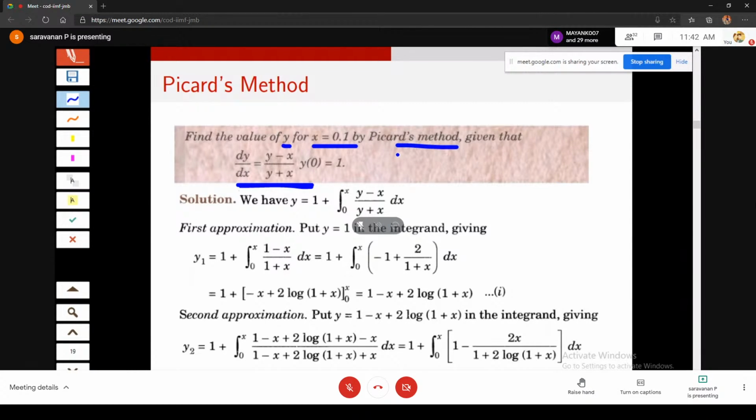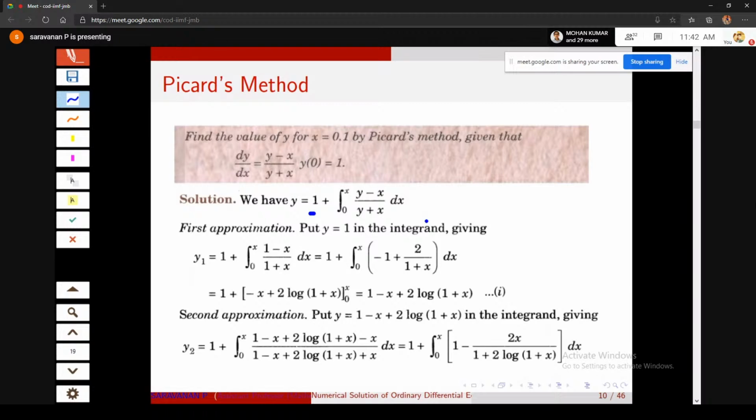So same thing. What is the formula? y equal to y0 plus integral from x0 to x of f of x comma y dx. Initially, you put the value of y, that is 1. Put y equal to 1 here. You are getting this. Okay, so if I divide the numerator by the denominator, this will become quotient plus remainder by divisor. So minus 1, if I integrate this, 2 by 1 plus x, if I integrate, 2 times log of 1 plus x, substitute the limits, you are getting this.